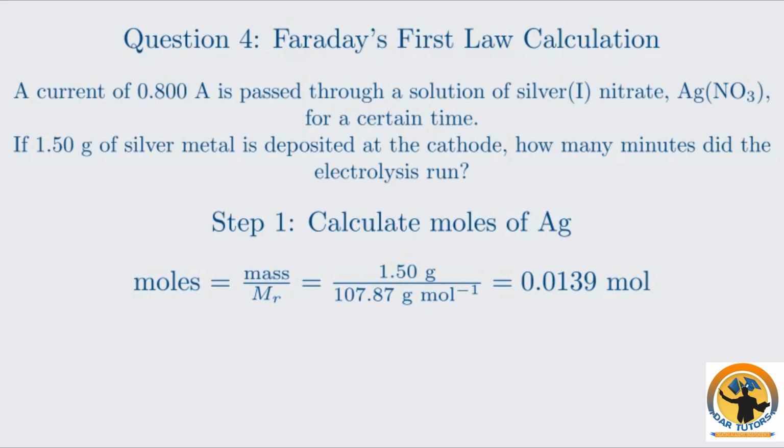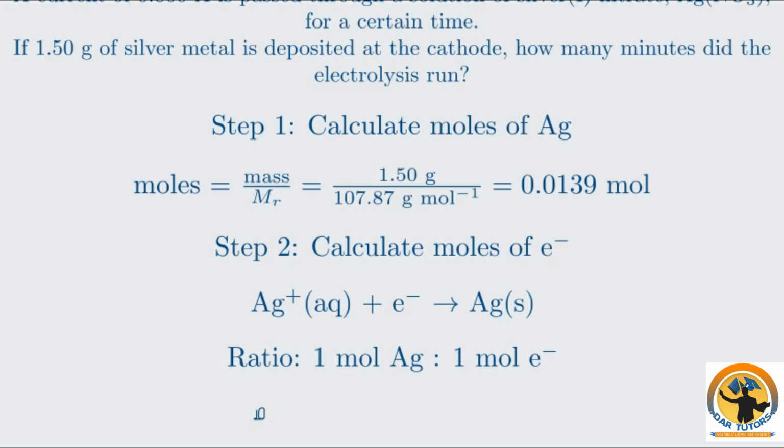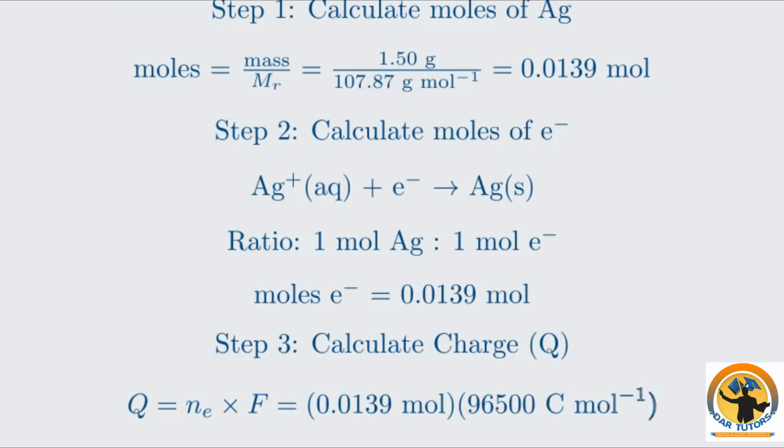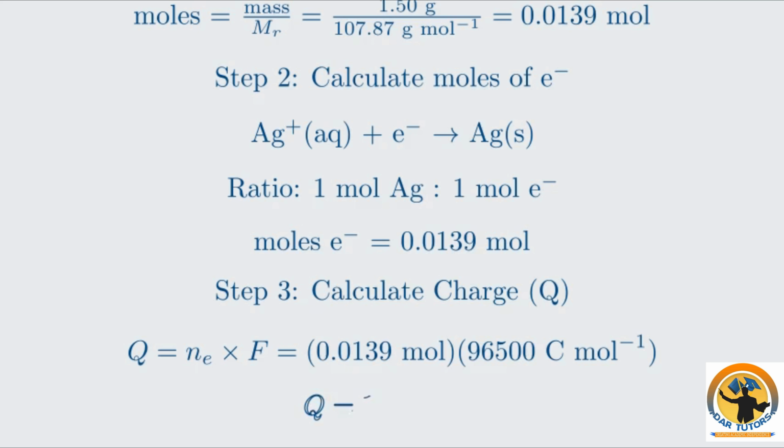Step 2 is to find the moles of electrons required. The half reaction for silver deposition is Ag+ plus e- gives Ag. This shows a 1:1 molar ratio. Therefore, the moles of electrons needed are equal to the moles of silver, which is 0.0139 moles. Step 3 is to find the total charge. We use the Faraday constant, F. Charge equals moles of electrons times the Faraday constant. So 0.0139 moles times 96,500 coulombs per mole gives a total charge of 1342.35 coulombs.